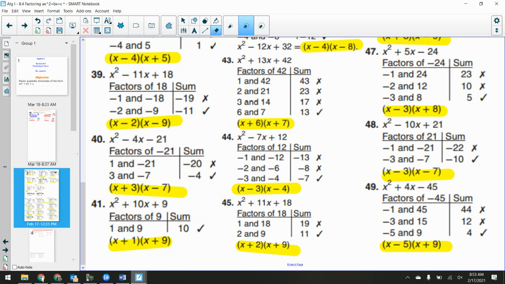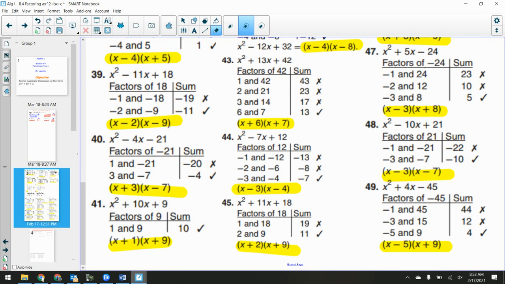Like, for example, can anybody tell me, on any of these problems in the homework last night, did any of those problems have a number in front of x squared? Any of them? No. Right? This is a special case where I have x squared plus bx plus c, where there's just a 1 out in front of x squared. That is a special case when we have a 1 out in front of x squared.